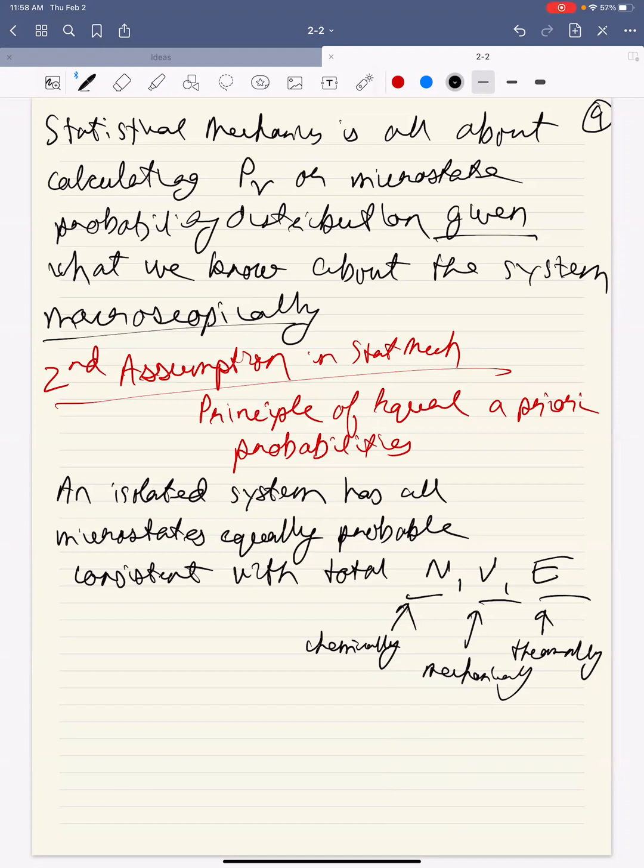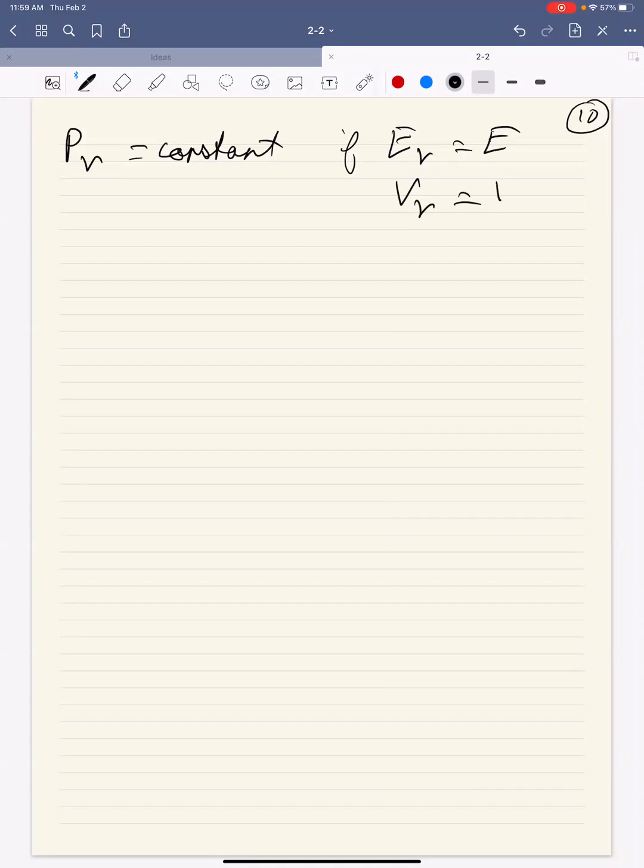We can write it down more mathematically. Let me do that on the next page. This means that P_nu, the probability of a microstate, is constant if the energy of that microstate is E, if the volume of that microstate is V, if the number of particles in that microstate is N, and it is 0 otherwise.